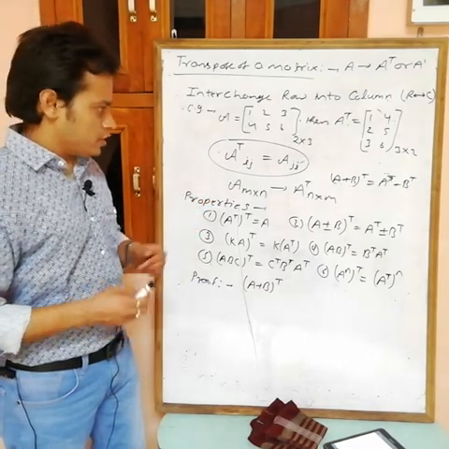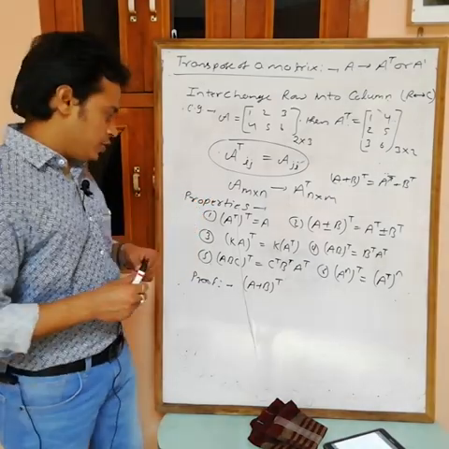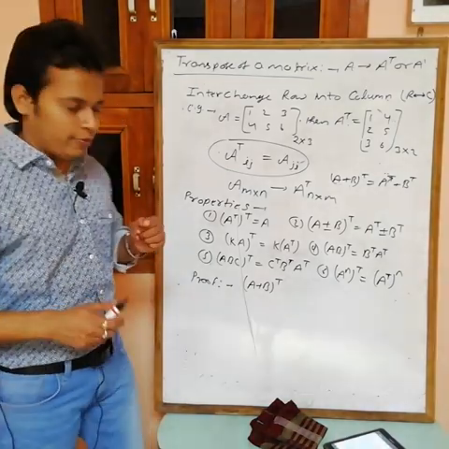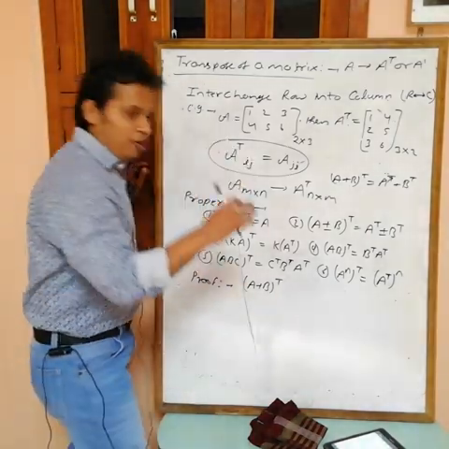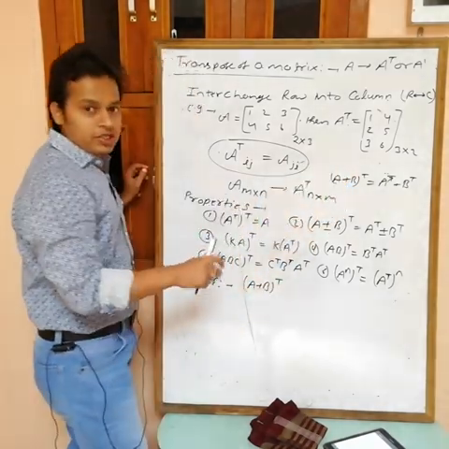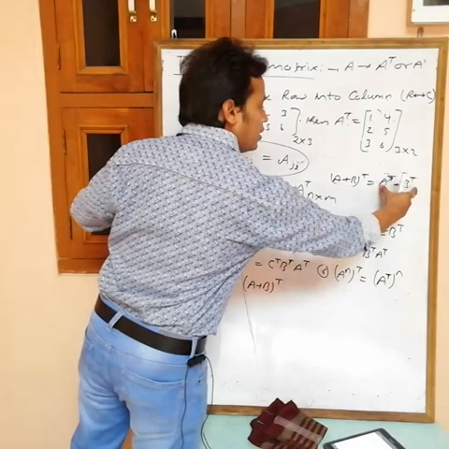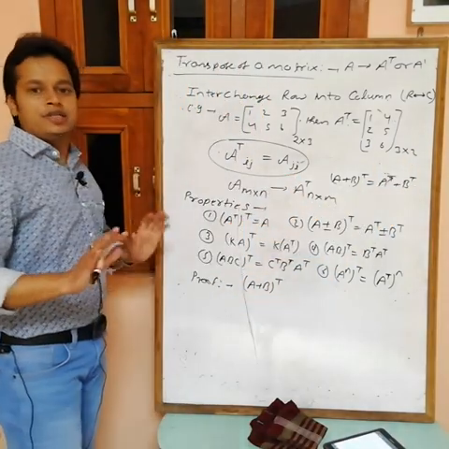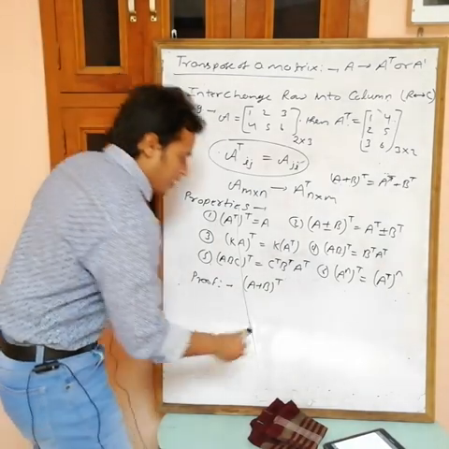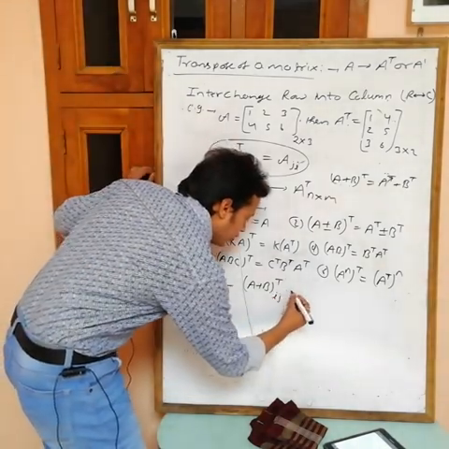A plus B transpose, and A transpose plus B transpose. Then what do we have to check? We have to check the elements. So if I can prove that the ijth element of this matrix is equal to the ijth element of this matrix, then I can say that the matrices are equal. Okay, so see, the ijth element of this one.